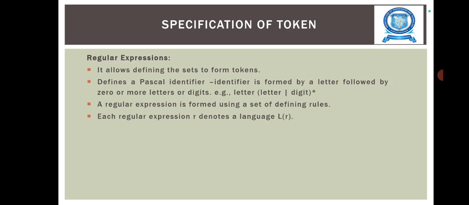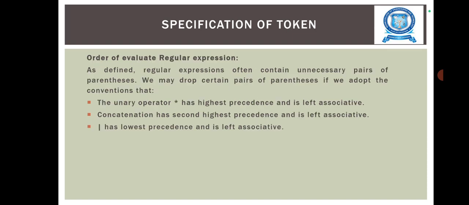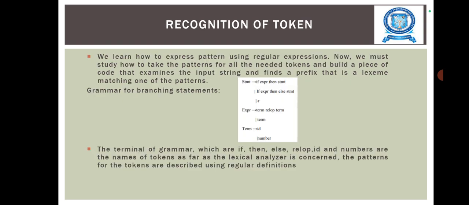Regular expressions allow defining the set of valid tokens. For example, define a Pascal identifier: it is formed by a letter followed by zero or more letters or digits. A regular expression is formed using a set of defining rules. Each regular expression R denotes a language L(R). Order of evaluation of regular expressions: as defined, regular expressions often contain unnecessary pairs of parentheses. We may drop certain pairs of parentheses if we adopt the conventions that the unary operator has the highest precedence and is left associative. Concatenation has the second highest precedence and is left associative. The vertical bar, or union, has the lowest precedence and is left associative.